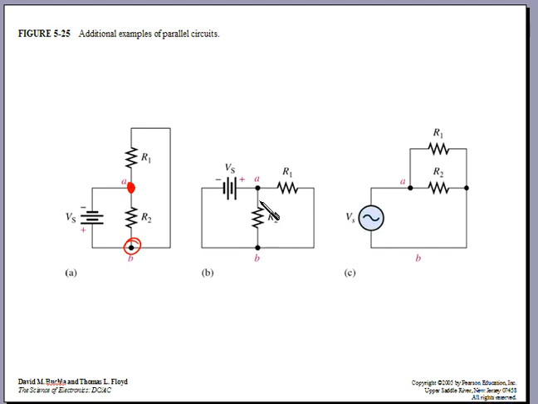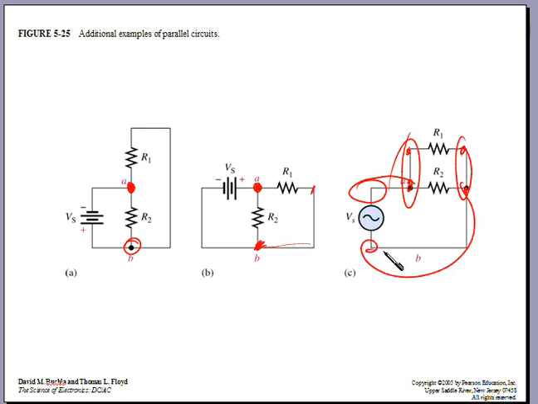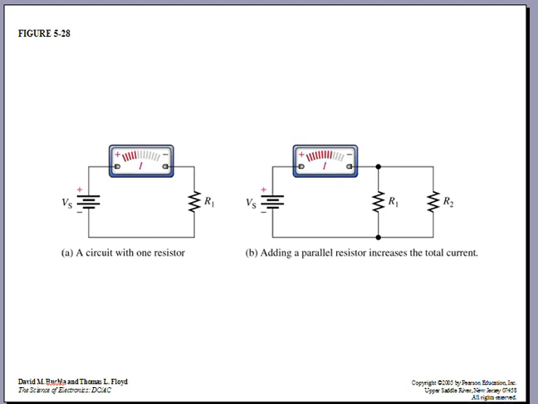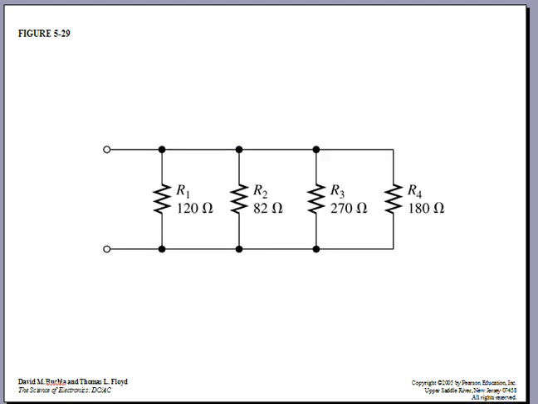What about here? Top and top, here's the bottom right here, and here's the bottom of this one, still parallel. This one's a little easier to see. Here's the end-to-end connection here. And again, you follow this to the source, follow that to the bottom of the source, those are in parallel. Let's take a look at some examples here. Now let's try this one.